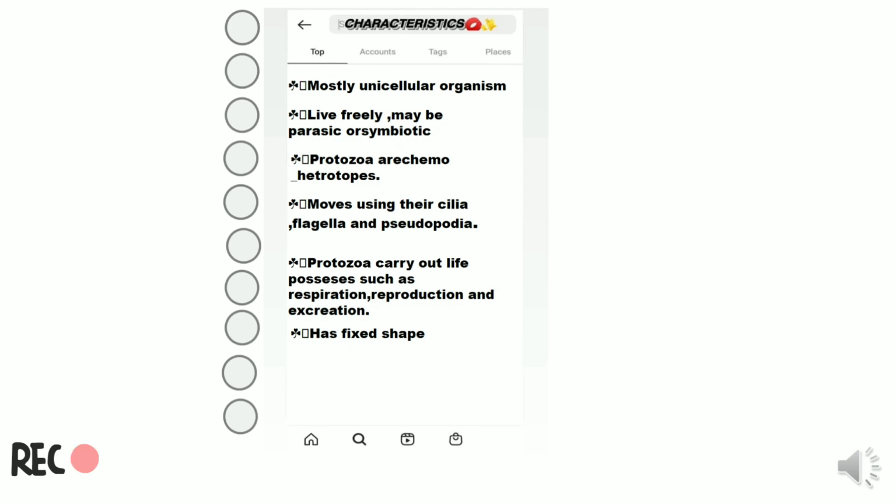Next, what are the characteristics of protozoa? Protozoa are mostly unicellular organisms, which I told you before, and they live freely, or may be parasitic or symbiotic. Protozoa are heterotrophs, and they move using their cilia, flagella, and also pseudopodia. Protozoa carry out life processes such as respiration, reproduction, and also excretion. And some protozoa also have a fixed shape.